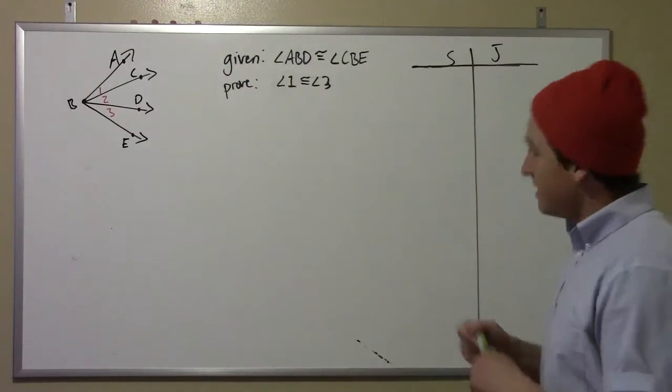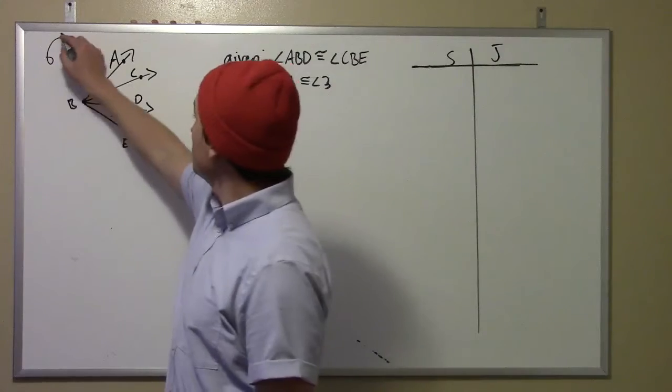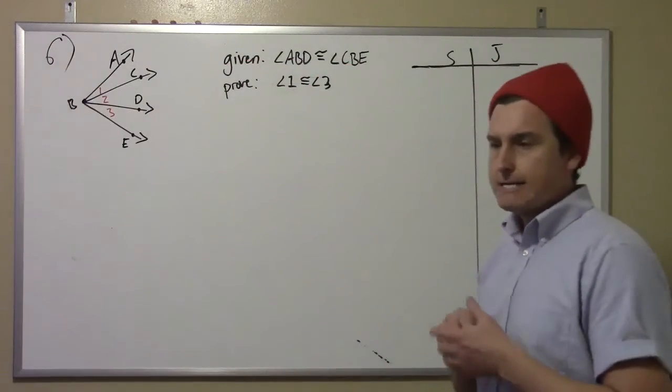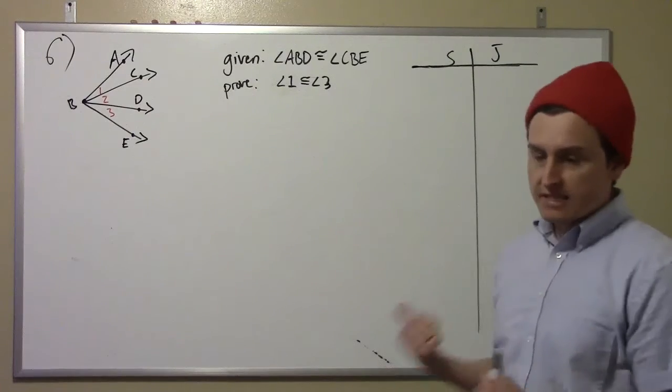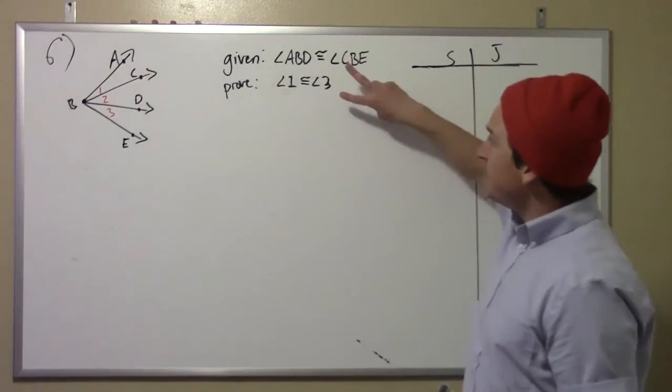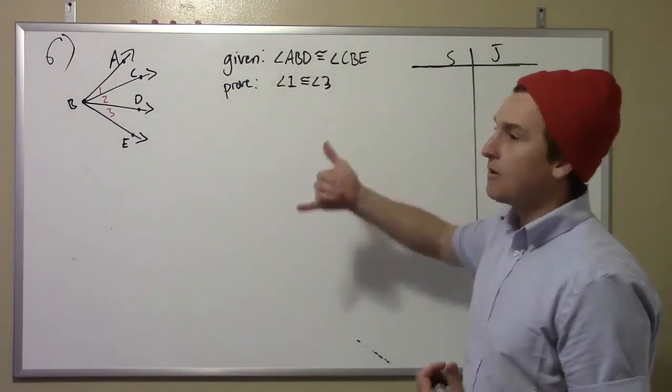Hey guys, welcome back. This is number 6 in your angle proofs assignment. This is very, very similar to number 5. It's just that the given and the prove are backwards.